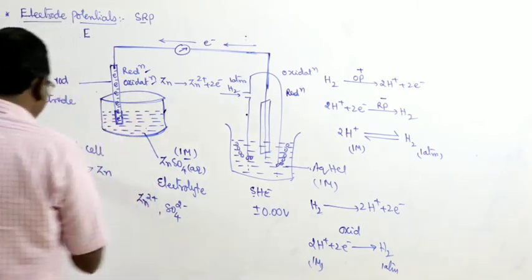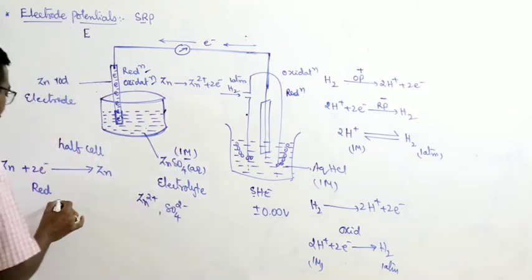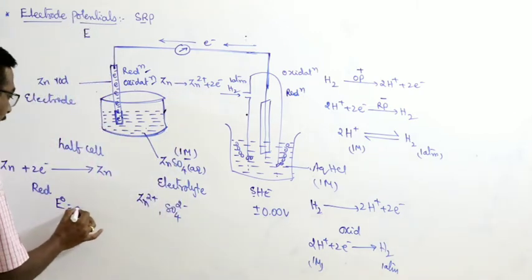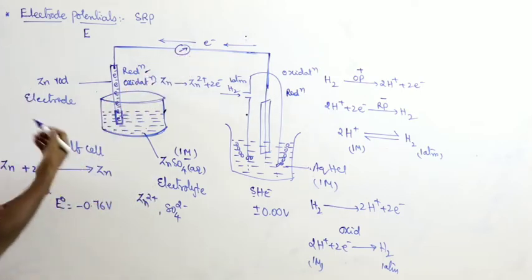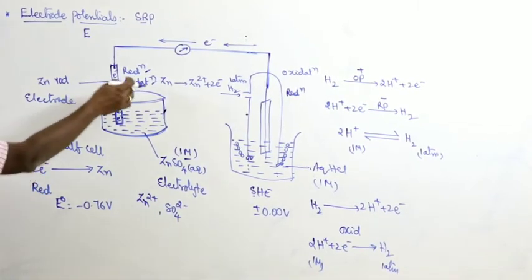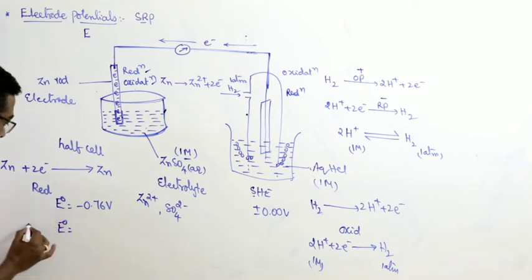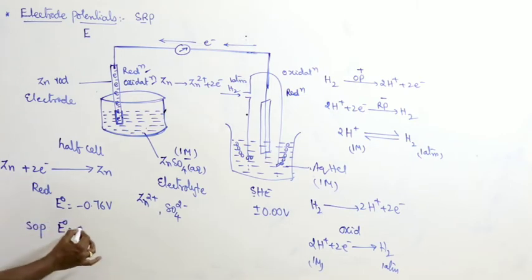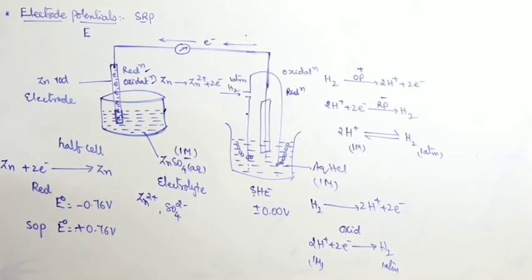Here, zinc metal. Here this is oxidation, this is reduction potential. E naught is equal to minus 0.76 volts. From this we can take the value. That is known as reduction potential. For the same thing, the standard oxidation potential E naught is equal to plus 0.76 volts.